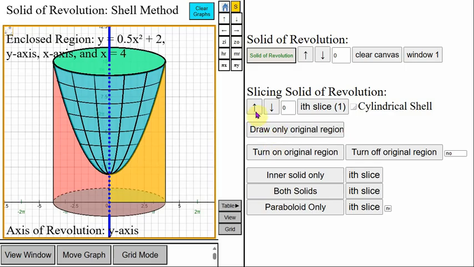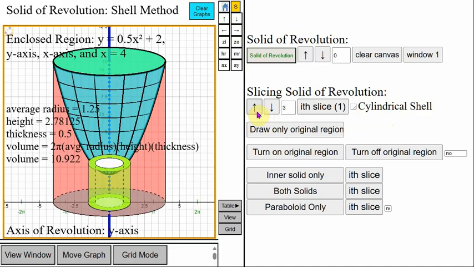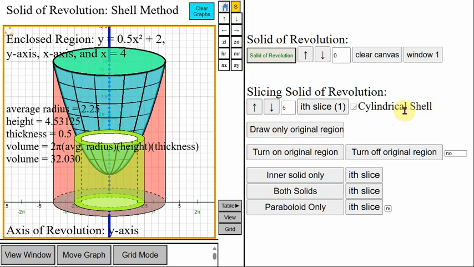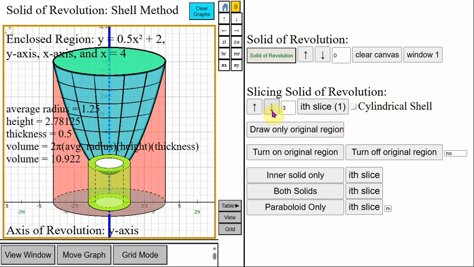And here's what the cylindrical shells look like. These are called cylindrical shells. What we're going to do is divide this solid of revolution, without the paraboloid, into n number of shells, then find the volume of each shell and add the volumes together, and that will give us an approximate volume for the solid of revolution.